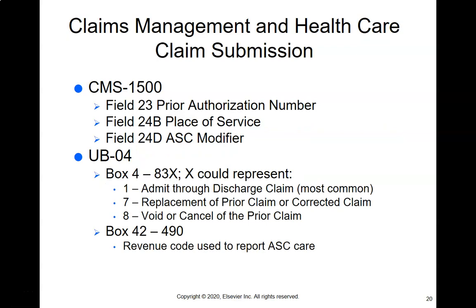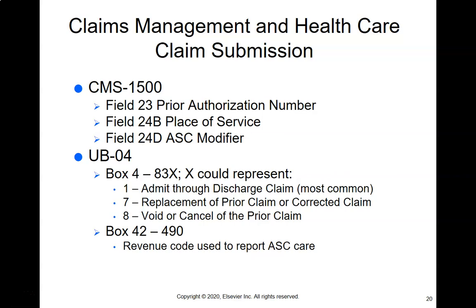Claims management and healthcare claims submission. The Administrative Simplification Act, ASCA, requires that all initial claims reimbursed by Medicare be submitted electronically with limited exceptions. ASC claims are different from hospital claims. The appropriate billing form depends on the type of facility. ASC claims will be reported to Medicare, Medicare Advantage plans, and Medicaid using the CMS 1500 or the 837P form.